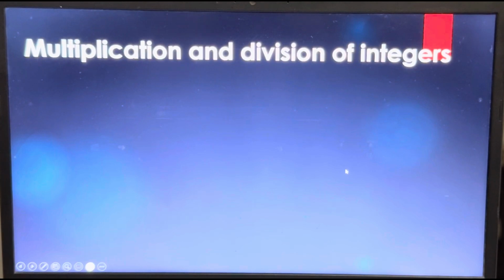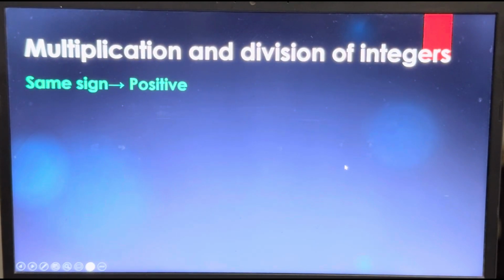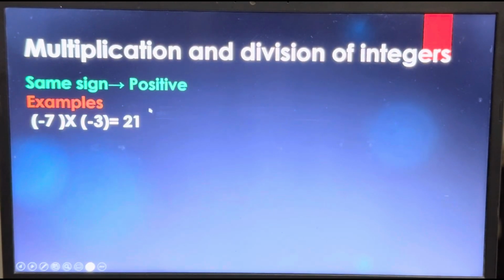Now let us see some examples of multiplication and division of integers. Suppose both the numbers have the same sign. So your answer will be positive. Like for example, -7 into -3. So what will you do? You multiply the numbers. 7 3s are 21. And two same signs, minus minus, it becomes plus, right?